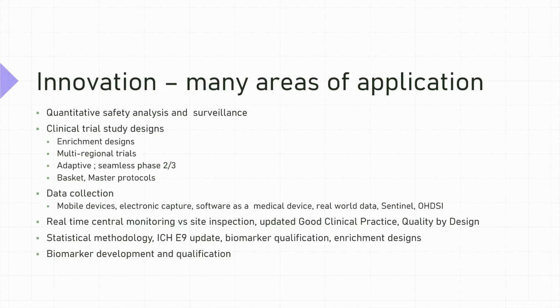Many statistical methodological changes, the ICH E9 update, which essentially has the whole area of missing data and estimands and sensitivity analyses, biomarker qualification, enrichment designs, and biomarker development and qualification. These are just the areas of innovation that you've probably heard about.